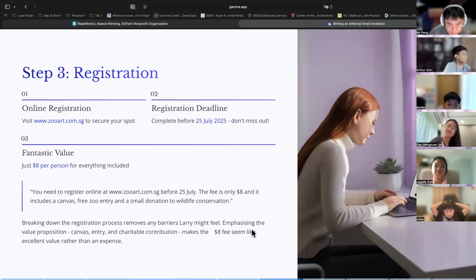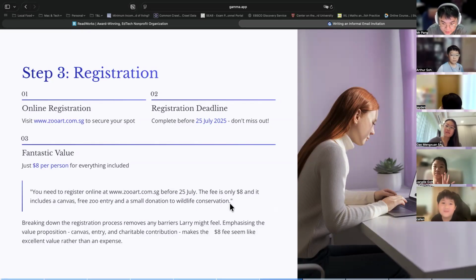So Mengshen is correct. I'm trying to persuade my cousin. But how am I persuading him? By telling him how cheap it is, right? I show him $8, only $8. So you see the word only? I use the word only to emphasize how much value I'm getting out of this $8, right? Only $8, no? Then I get 3 things, right?